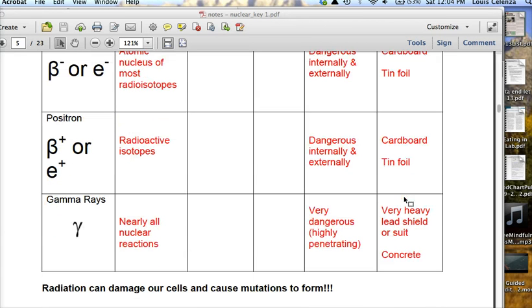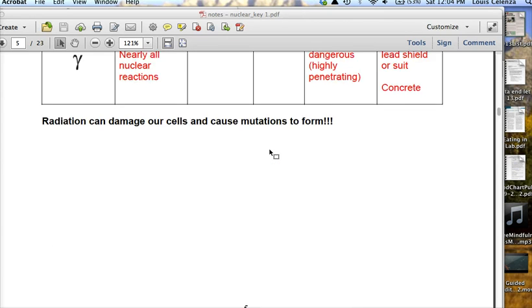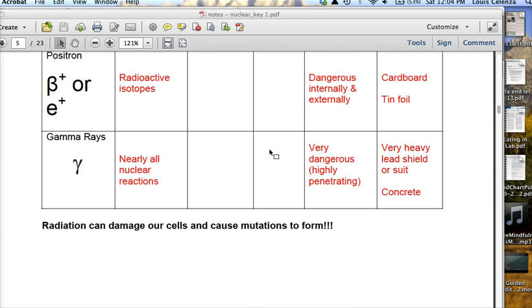The last one, which is by far the most dangerous type of radiation, is not even really a particle. Gamma rays are said to be high energy X-rays. You can see the symbol here is that funky looking gamma with 0 mass and 0 charge, so they are in essence neutral. But they have a very high penetrating ability, so they can do a lot of damage to living tissue. You'd need a lead shield or concrete in order to stop gamma rays.